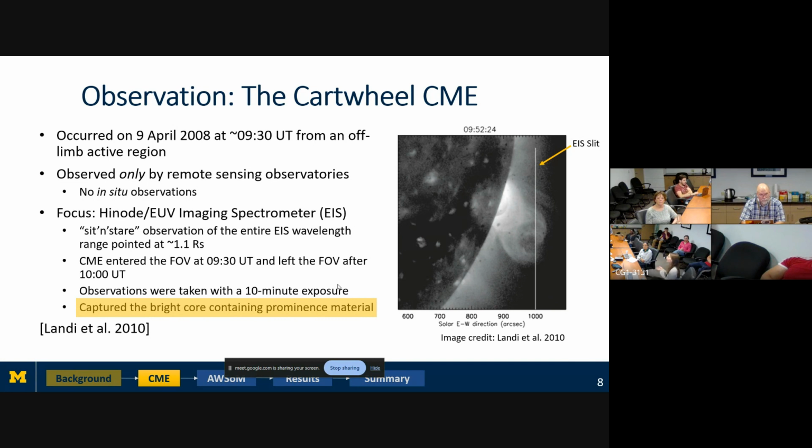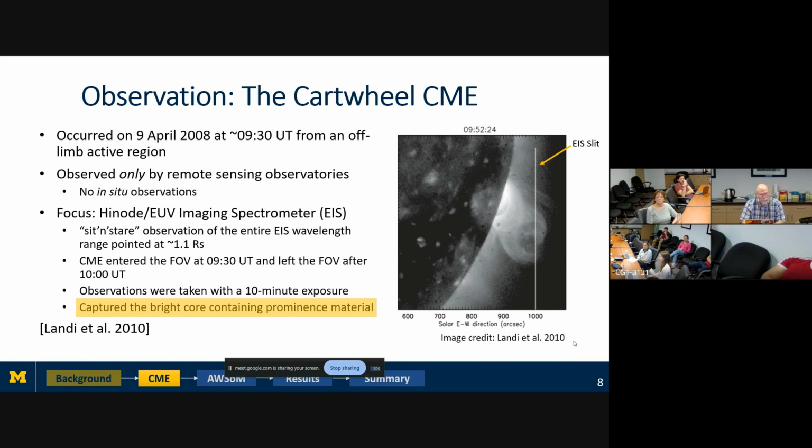So we have XRT, of course, but I'm actually going to be focusing on the Hinode EUV Imaging Spectrometer, or Hinode EIS observation. And you can actually see the slit superimposed on the image here. It was observed in a sit-and-stare configuration over its entire wavelength range and pointed at 1.1 solar radii, so very close to the solar surface. The CME itself entered the field of view at 9:30 and left the field of view after 10 o'clock. So the observations were taken with a 10-minute exposure in the sit-and-stare, which allowed us to capture 4 sets of spectra containing CME material. And in particular, it captured the bright core that contained prominence material.